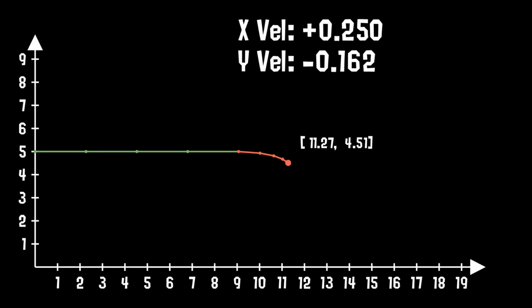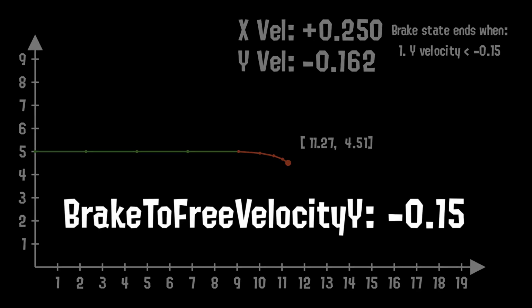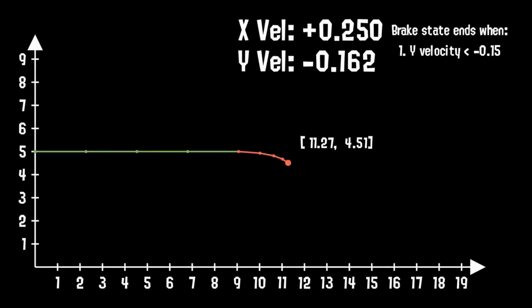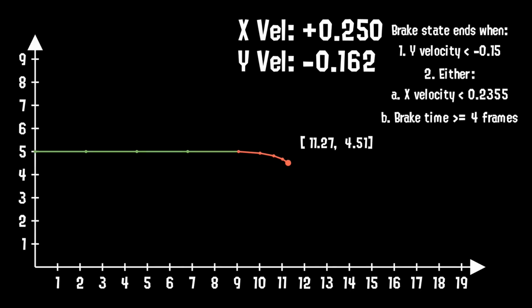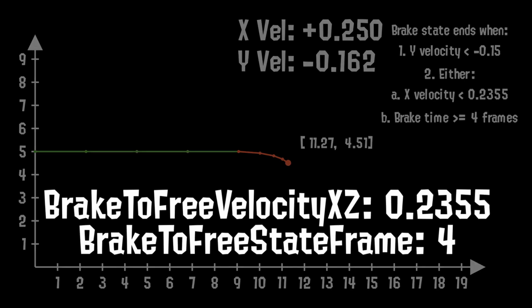Free state is the third and final state of a projectile. Free state is entered when a few conditions are met. Firstly, the projectile's Y velocity must be below a certain threshold. By default, this threshold is negative 0.15 units per frame. In addition to this condition being met, the projectile must also meet one of two other conditions. Either its X velocity must be below a certain threshold, or it must be in break state for a certain number of frames. These parameters have default values of 0.2355 and 4, respectively.